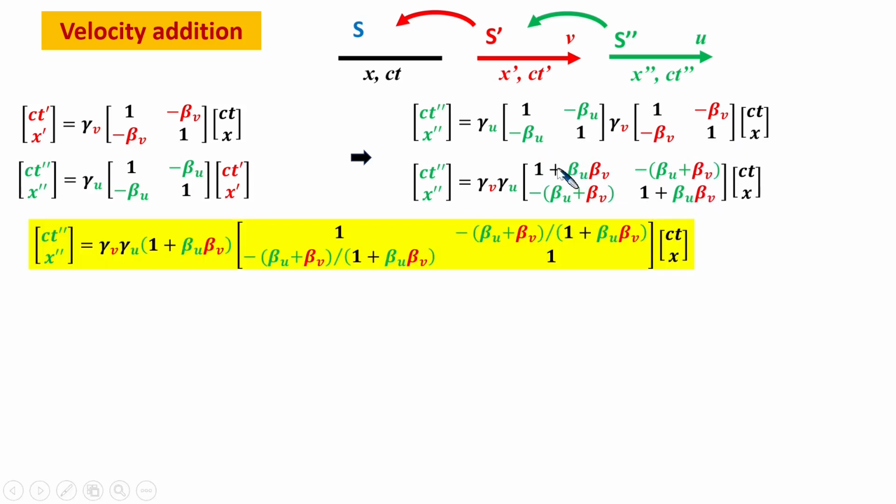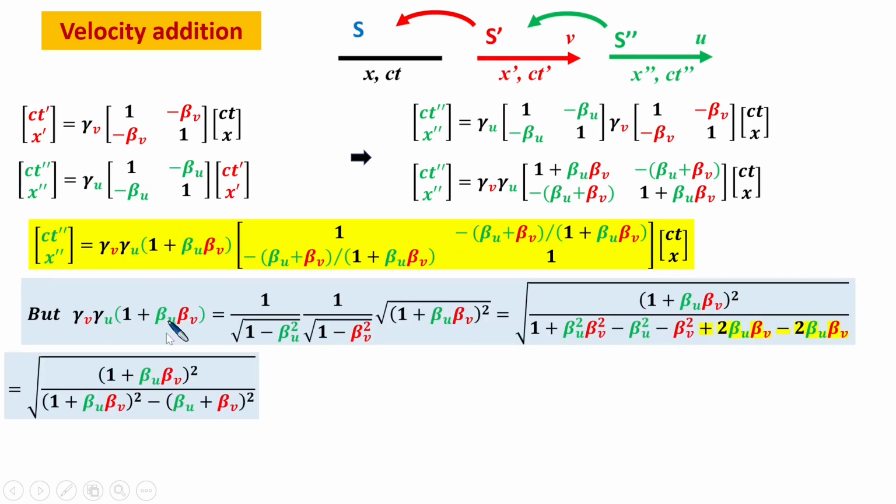Now here I make this entity 1, as I had done here, 1 1. So for this I take this 1 plus beta u beta v outside and divide this by 1 plus beta u beta v. So here I have taken this common factor out, and since I am multiplying this by this term, I divide by these terms. And now I simplify this: gamma v gamma u times 1 plus beta u beta v.